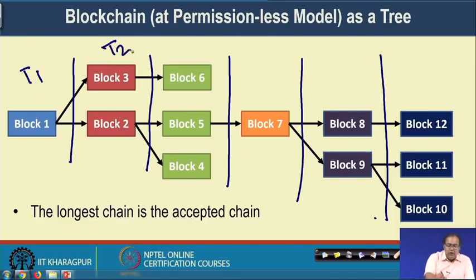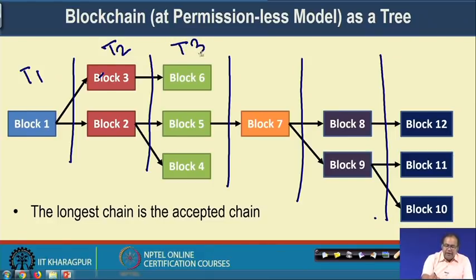Now, at T2 again multiple users are trying to generate the blocks, and assume that 2 users have found out the blocks simultaneously or nearly at the same time. So, what will happen? Both will add this block to block 1. So, now I actually have 2 paths from block 1. From block 1 either I can go to block 3 or I can go to block 2.